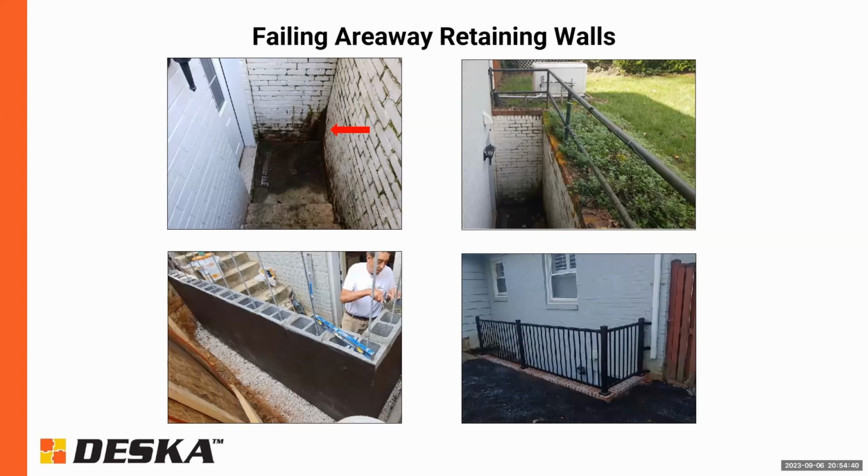Really the only way to address the bowing of the wall in this case would be a wall anchor, or several wall anchors, I should say. But they're very visible. They don't look very good. You're still not addressing the problem of the drainage issue. So in this case, really the best way to resolve it is just to replace the wall.